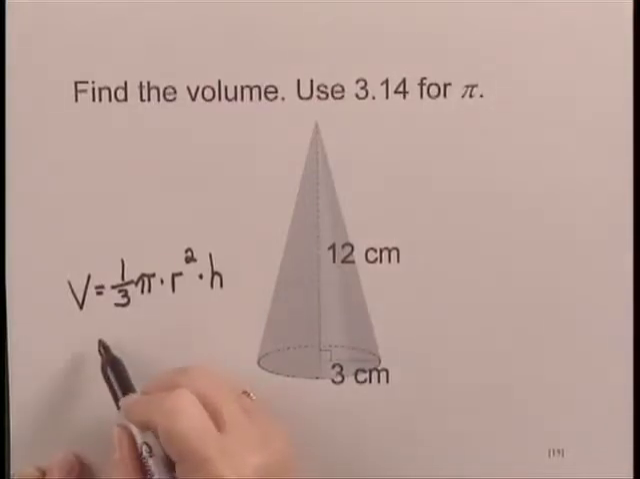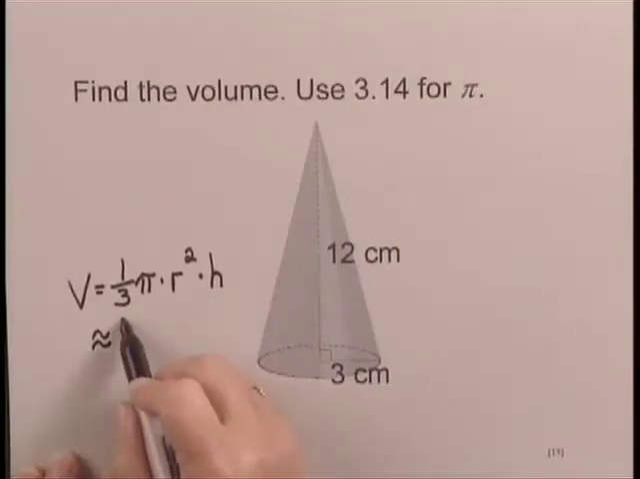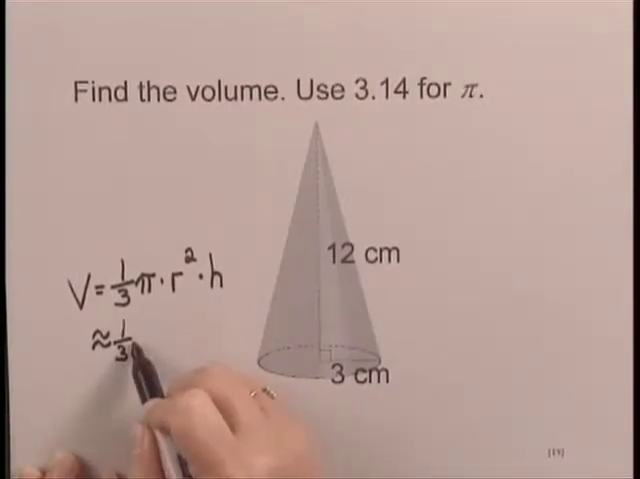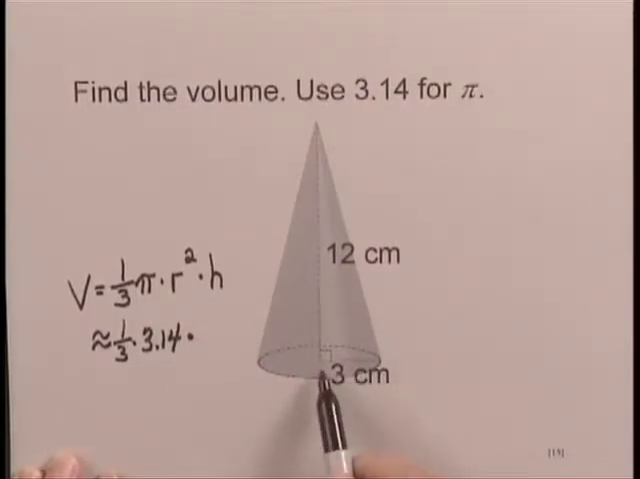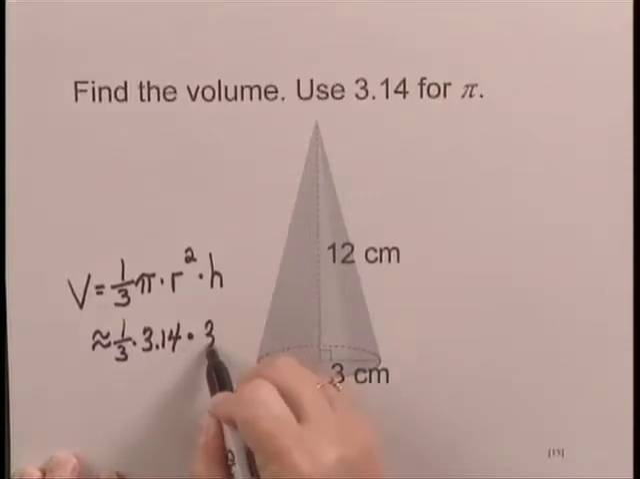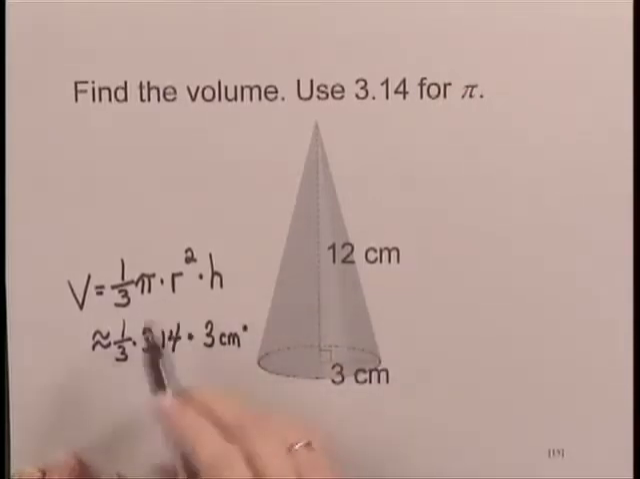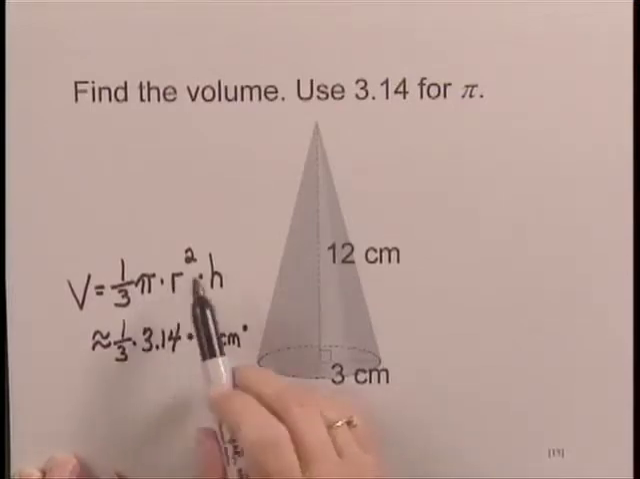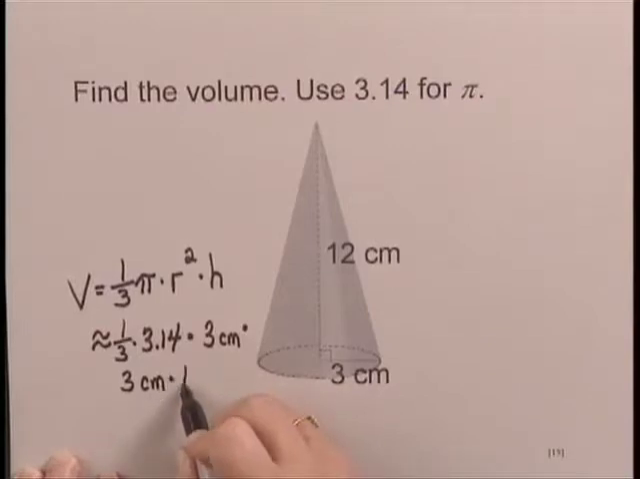Substituting in, we're going to approximate the value for pi. So V is approximately equal to 1/3 times 3.14 times R, which is the radius of the base, that's 3 centimeters, times another value of R, since we have R squared, times the height.